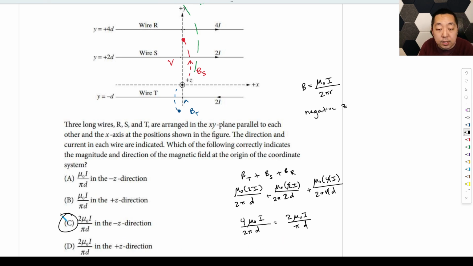So it's going to be choice C here. Let me just check I made that right. So it's mu naught I, one of those, two of those. They're all 2 pi d on the bottom. So it's going to be 1, 2, 3, 4, 4. Yeah, okay, I think that's good. I think I did the math right that time.